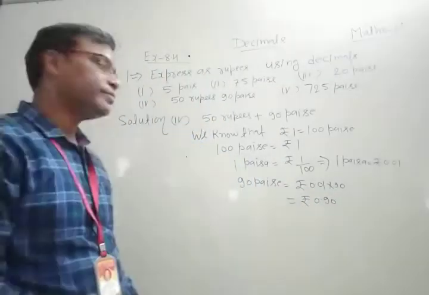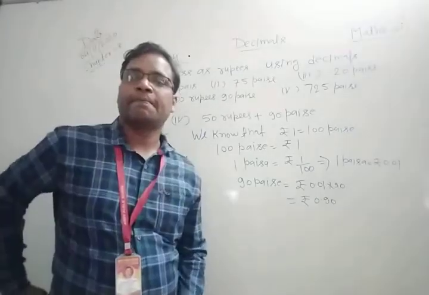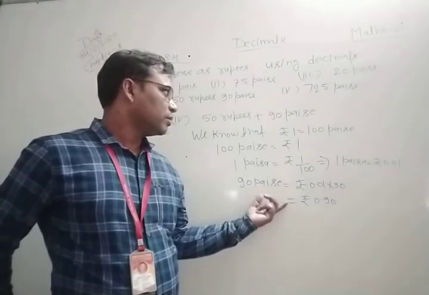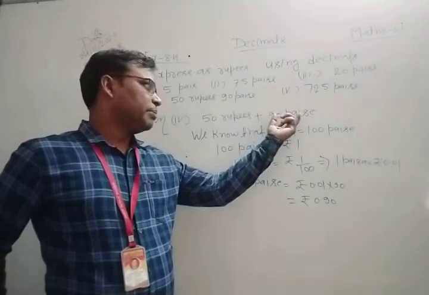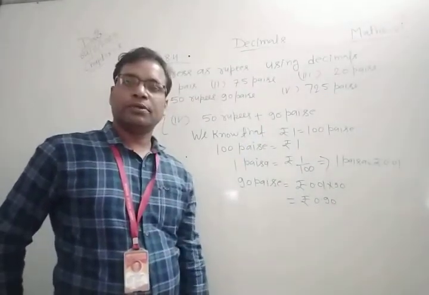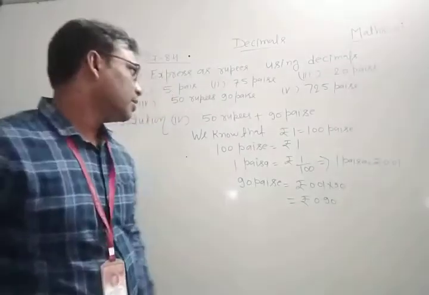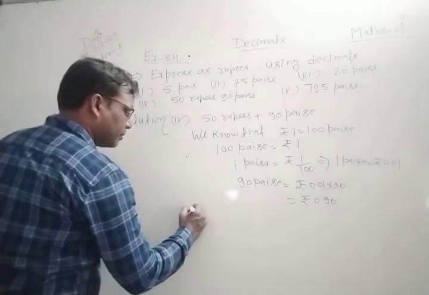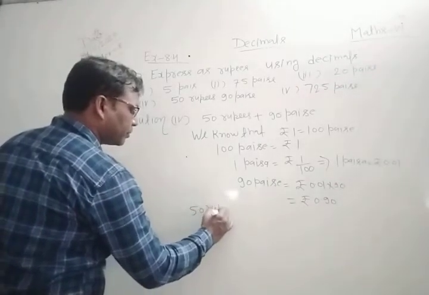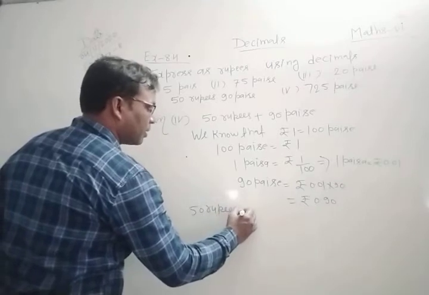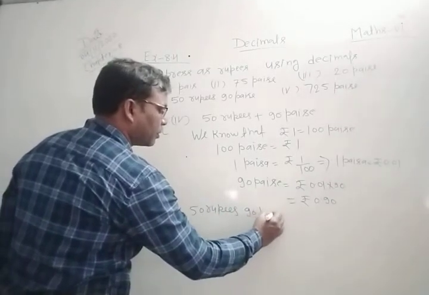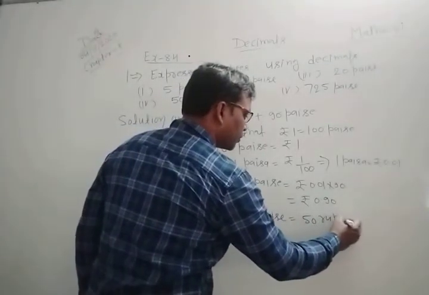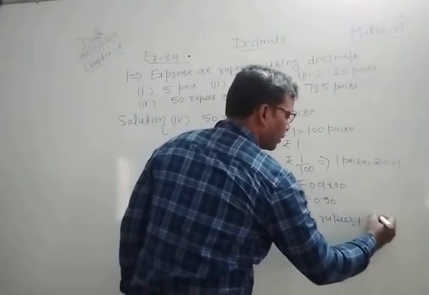This is equal to rupees 0.90. Clear? Now here you can see the 90 paise is equal to rupees 0.90. Okay, so we can write it. This is equal to 50 rupees 90 paise. This is equal to, you can write it, 50 rupees plus 90 paise.